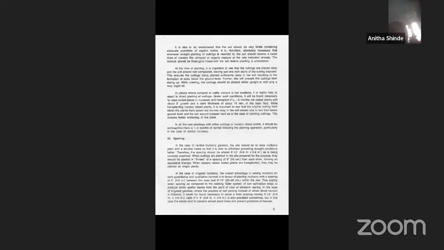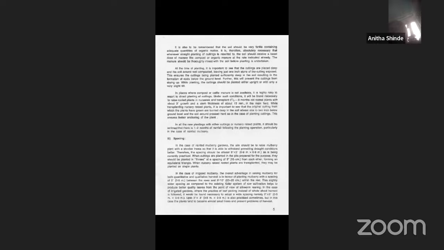So the spacing between the two plants should be 0.9 meter by 0.9 meter, as is currently practiced. So when the cuttings are planted in the pits prepared for this purpose, they should be planted in threes, at a spacing of 15 centimeter from each other, forming an equilateral triangle. So when the nursery raised rooted plants are transplanted, they may be planted as single plants. So these things have to be taken care of.